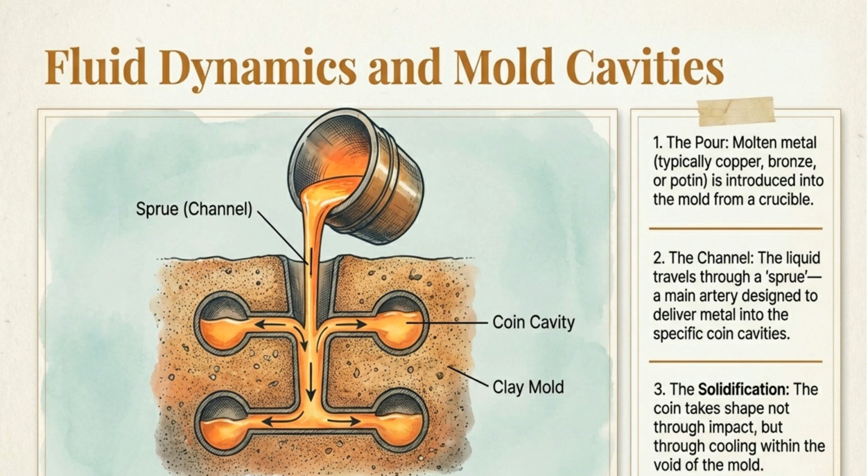Casting relies on fluid dynamics and mold cavities. Molten metal is poured into a crucible, travels through a main artery called a sprue, and fills the coin cavities. Solidification occurs through cooling within the mold, not impact.